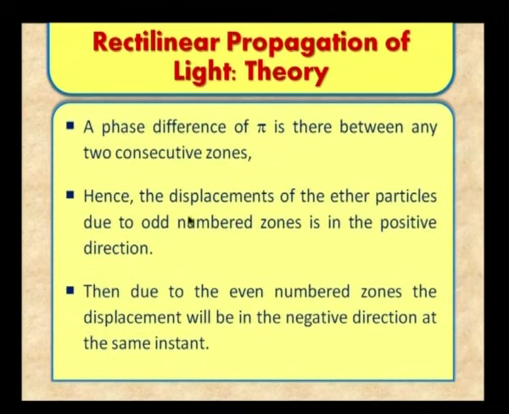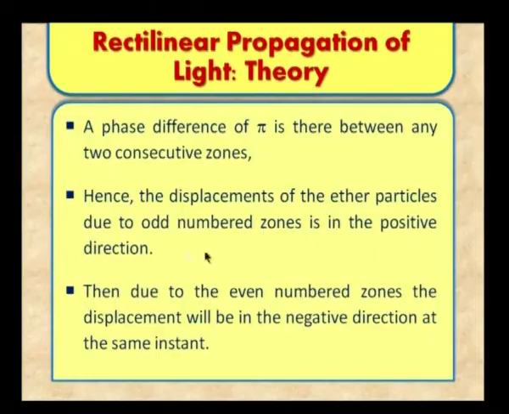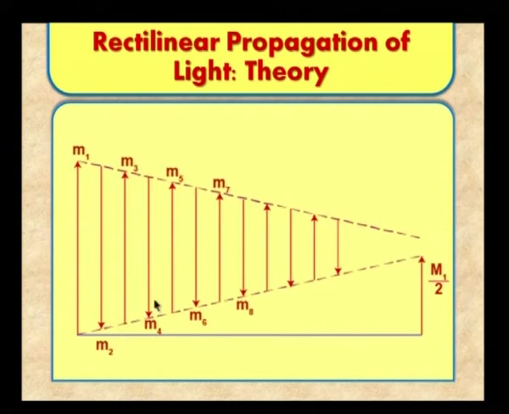A phase difference of pi is there between any two consecutive zones. A phase difference of 2 pi corresponds to lambda, it corresponds to T. The difference in the phase between the first and second is pi. So, pi is what? T by 2. That is the reason why it is called half period zone. Hence, the displacements of the ether particles due to odd numbered zones is in the positive direction, due to the even numbered zones will be in the negative direction at the same instant. That is what I showed in the earlier picture also. M1 is positive, M2 is negative, M3 is positive, M4 is negative and so on. That is what we showed by means of arrows.